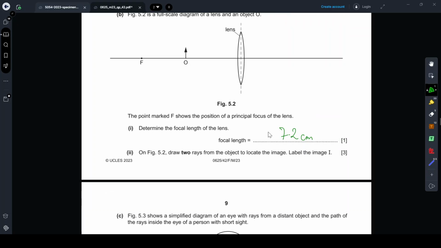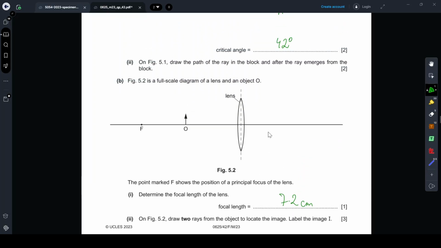On figure 5.2, draw two ray diagrams from the object to locate the image, right? Label the image I. So one thing we can take from this, because the object is placed closer to the lens within the principal focus, you're going to get a virtual image. That's what we believe. So let's see what happens. So the first ray is going to be from the top of the object through the center, like that.